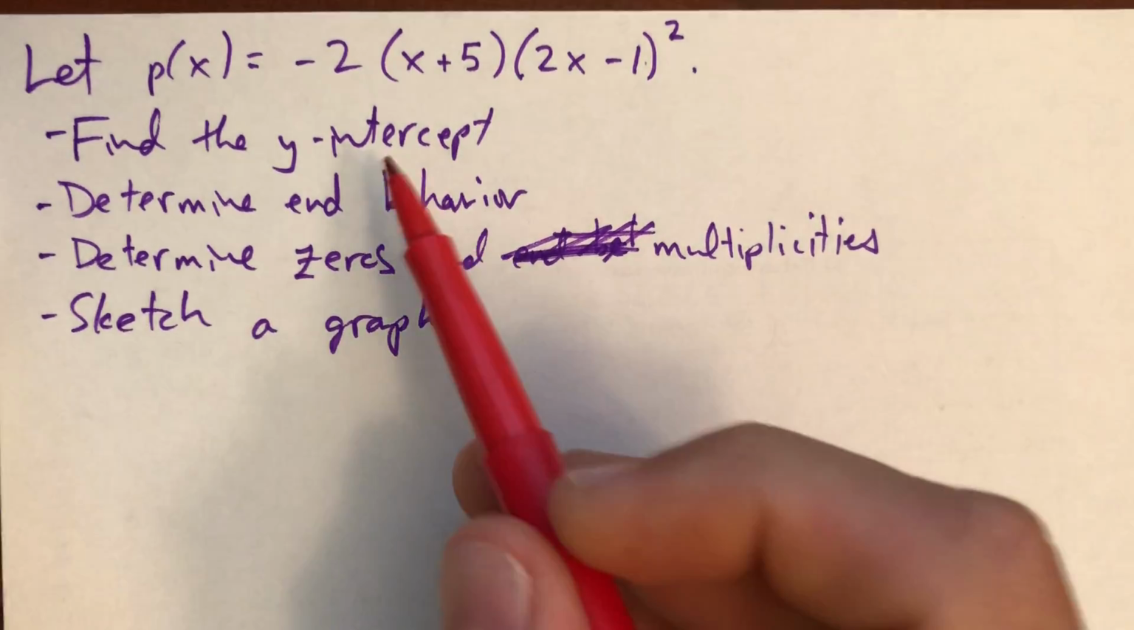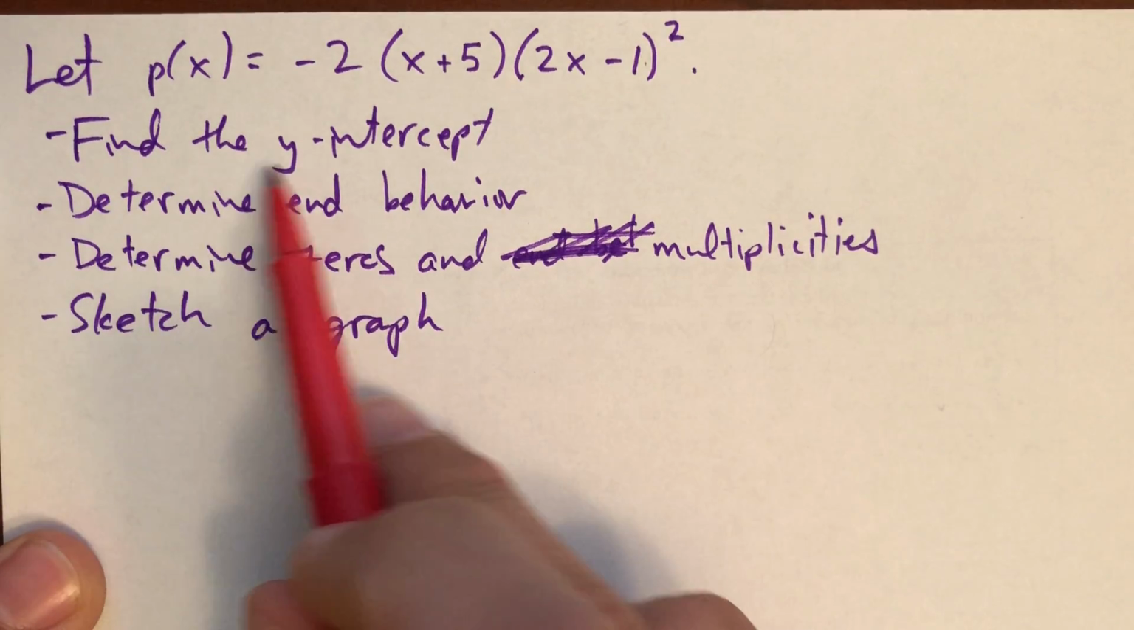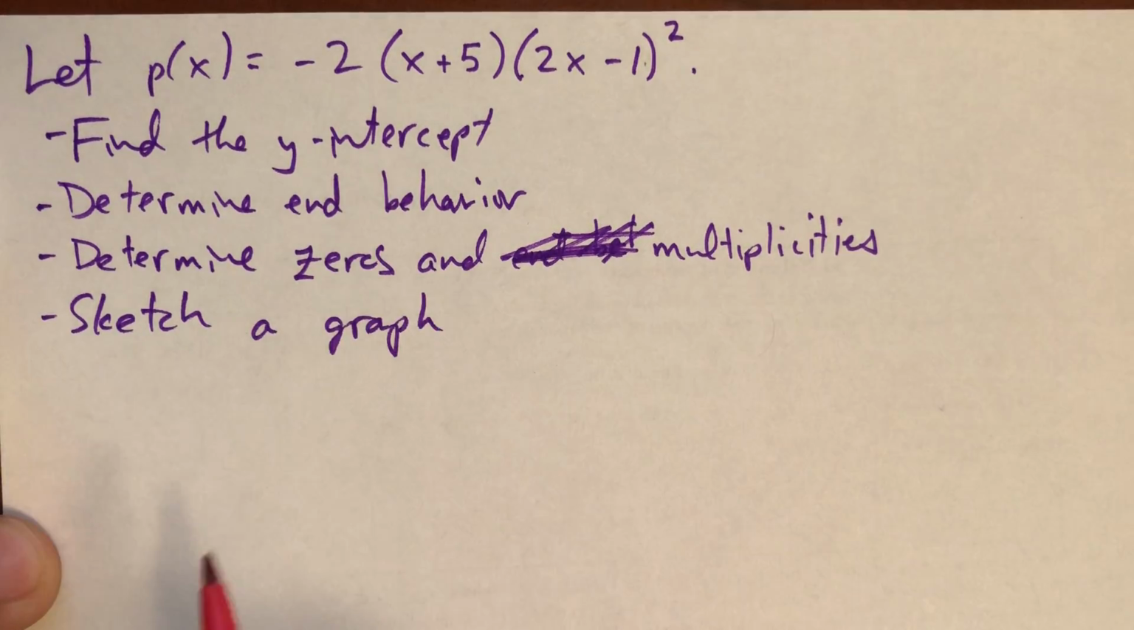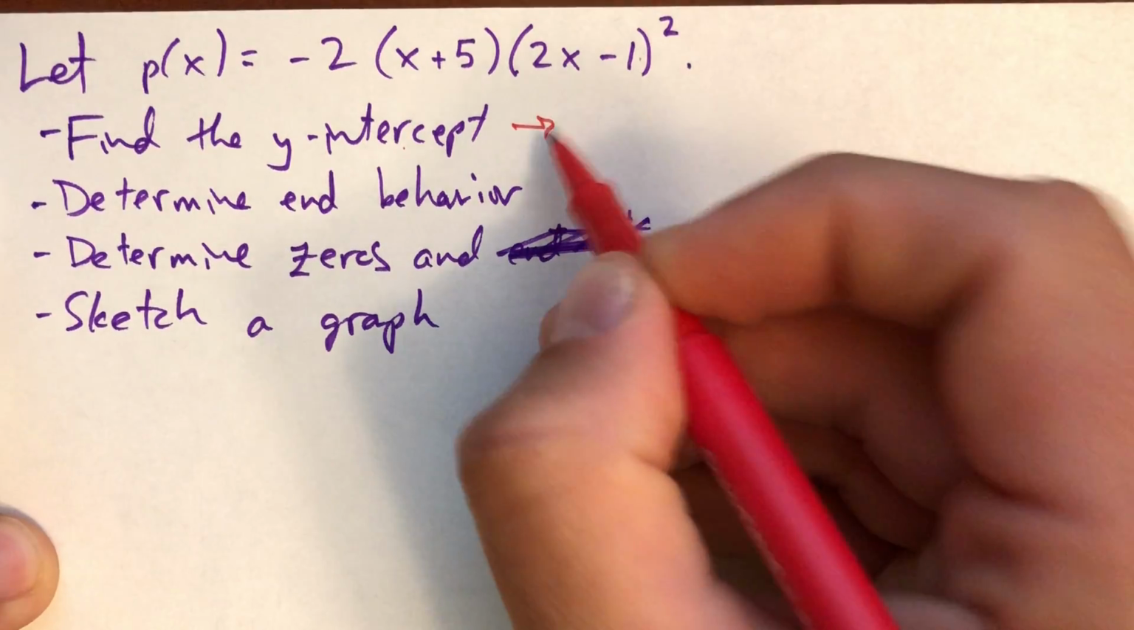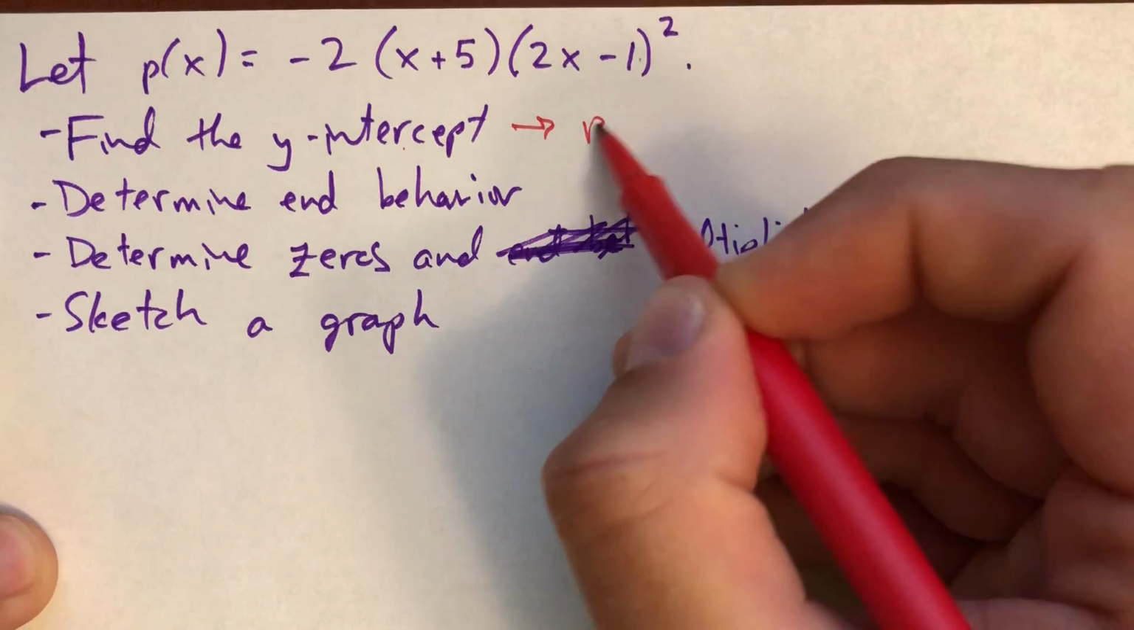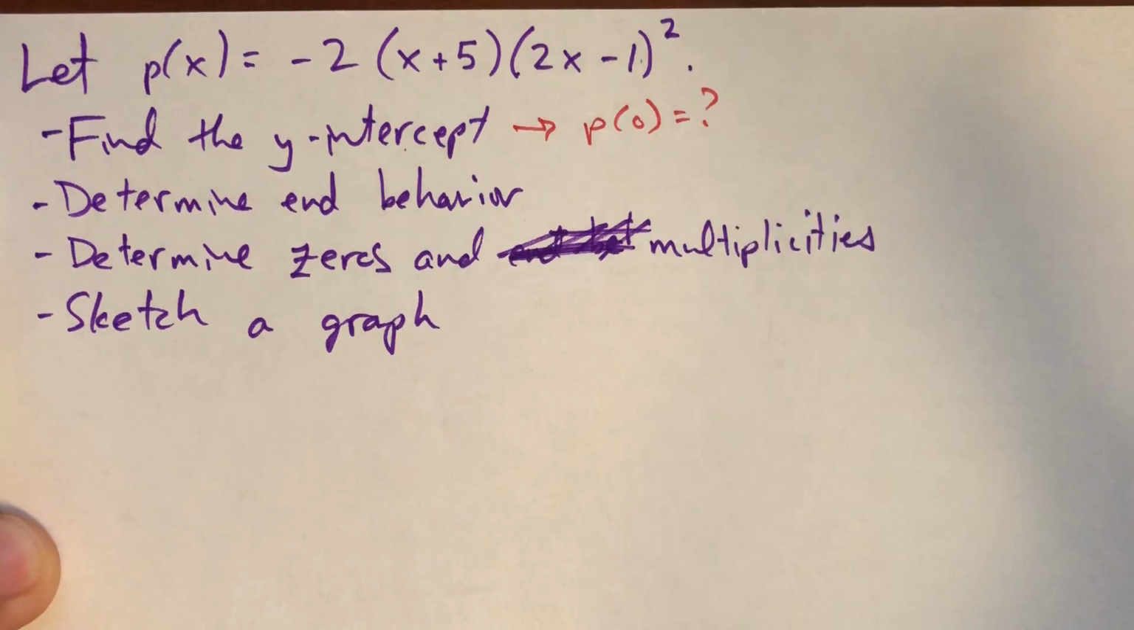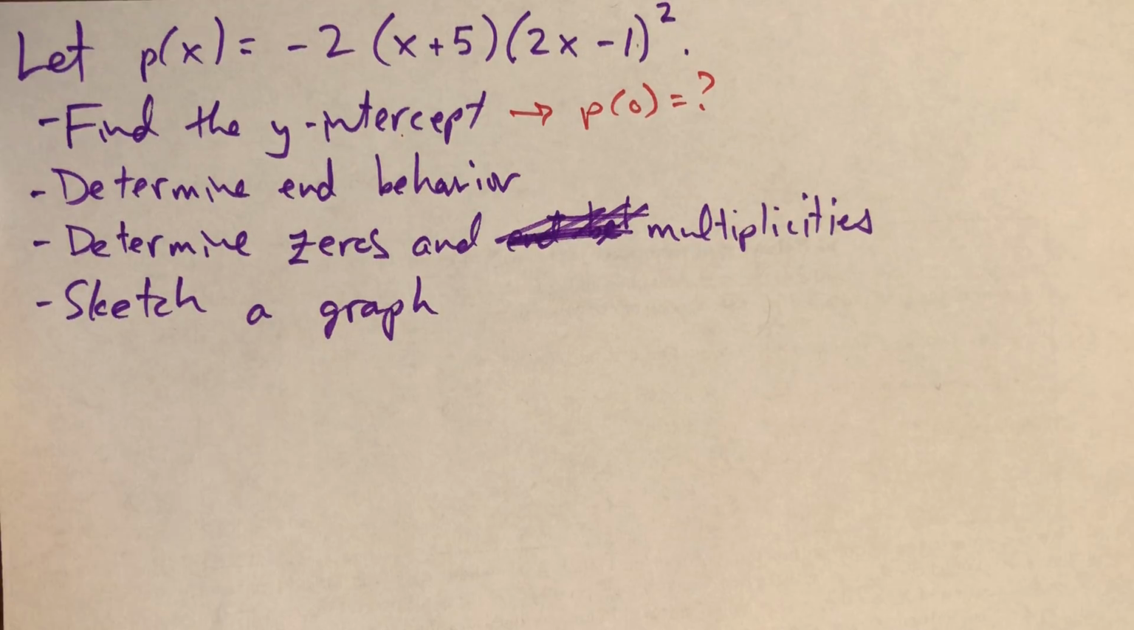All right, well, let's find the y-intercept first. We know that when we're trying to find a y-intercept of a function, that's just where x is equal to 0. So all we're really going for is P of 0. What's that? So we can find that real quick.